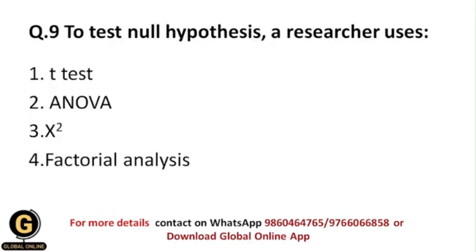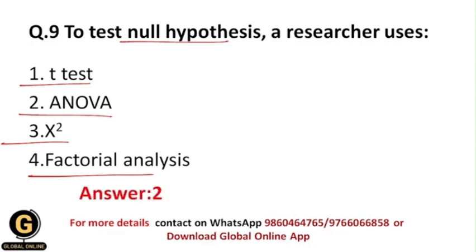To test a null hypothesis, a researcher uses. So whenever I want to test a null hypothesis, then what type of statistical technique I should use? So whether it is t-test or ANOVA or X square or factorial analysis. So in this situation, a researcher uses ANOVA. So let me tell you why.